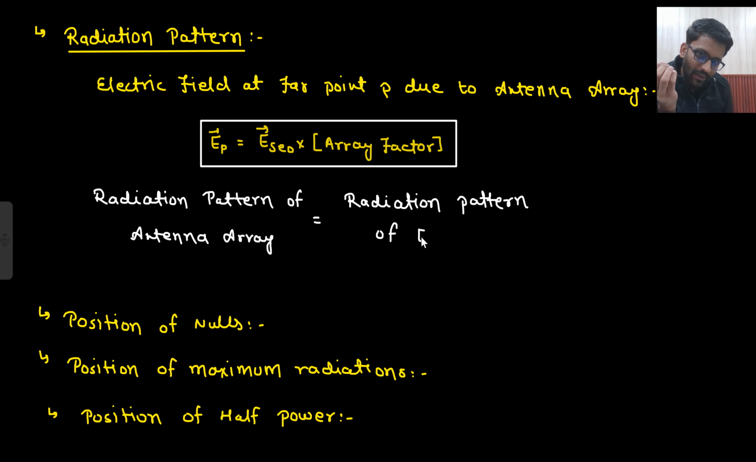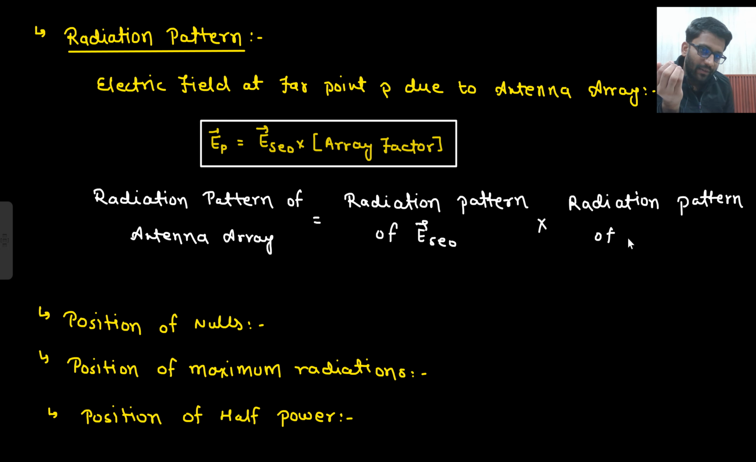So what I need to do, I need to make the radiation pattern of E_s0, electric field due to single element at origin, into radiation pattern of array factor. So I will draw the radiation pattern of both of them and then I will multiply both of the radiation patterns. What we are going to do is draw the radiation pattern of E_s0 and the radiation pattern of array factor and then multiply them.